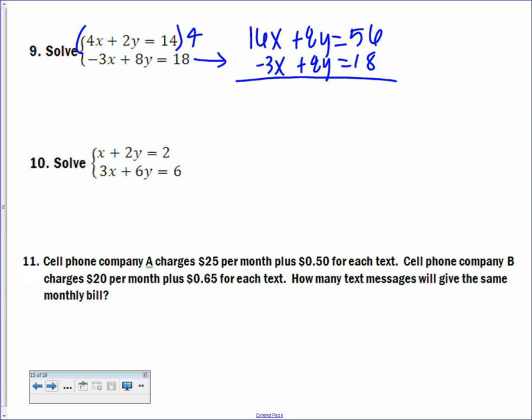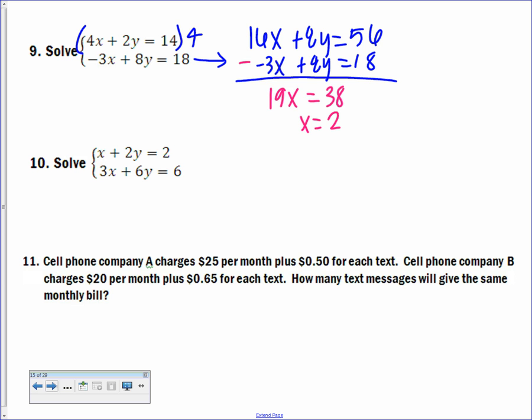Now the real trick is, do I add them or subtract them? Well, that's kind of up to you, but right now you want them to eliminate. If you add 8 plus 8, they do not cross out. But if I do 8y minus 8y, they do. So we're going to subtract. Just watch your negatives. 16 minus negative 3 is 19x. 56 minus 18 is 38. So x will equal 2. Just watch your signs.